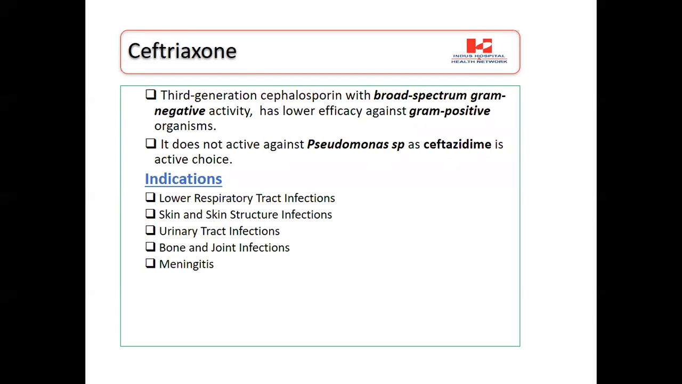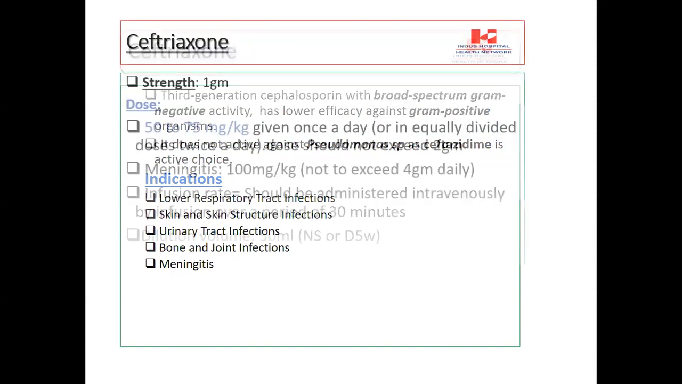Ceftriaxone can be prescribed for community-acquired pneumonia in a hospitalized patient, like lower respiratory tract infection. It can be used in skin and soft tissue infections, in UTI, and in bone and joint and meningitic infections.